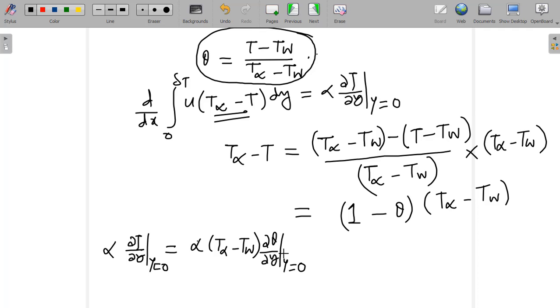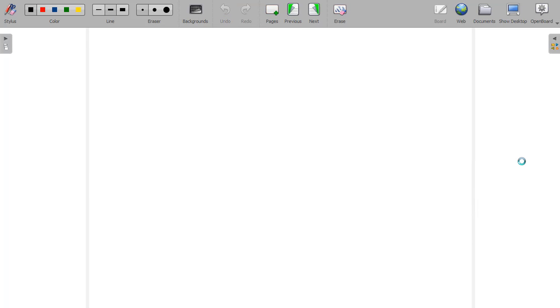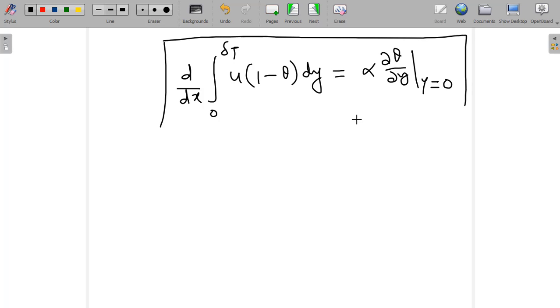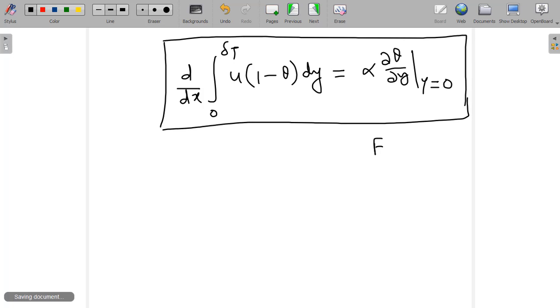So this is the quantity which is there in the right hand side of the equation, and it is clear that this quantity T infinity minus T wall is there in both left hand side and right hand side. So if you just put this and simplify, what you are going to get finally is d/dx of the integral from 0 to delta t of u into (1 minus θ) dy, which is equal to alpha into ∂θ/∂y at y equal to 0. So this particular equation is what is called the energy integral equation.